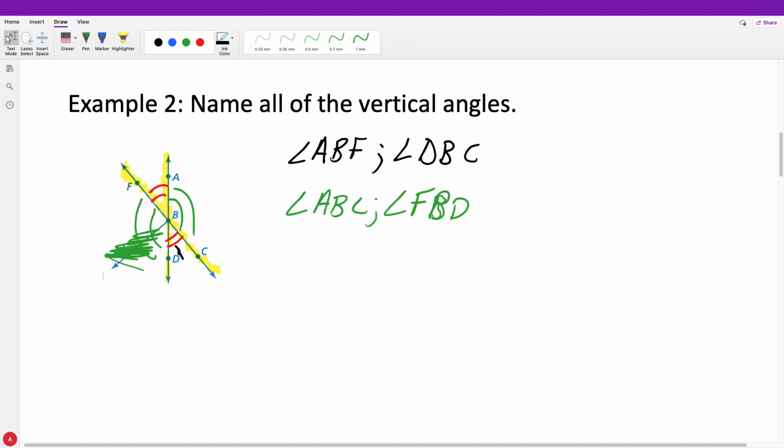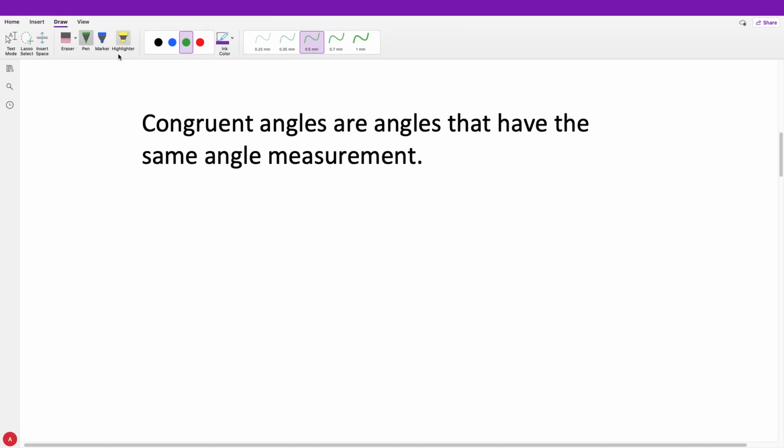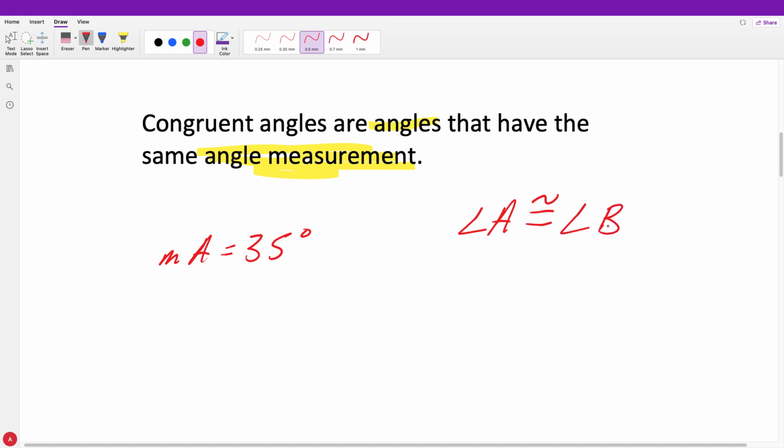So now let's talk about what it means to be congruent and how that applies to vertical angles. Congruent angles are angles that have the same measurement, so we can just say that they're equal to each other. If I give you that the measurement of angle A is equal to 35 degrees, and I say that angle A is congruent, and the way that we represent that is this equal sign with a little squiggly on top of it, to angle B, well, that means that the measurement of angle B is also equal to 35 degrees.